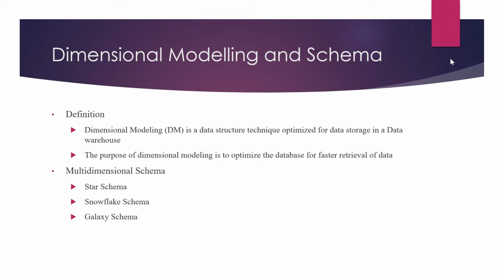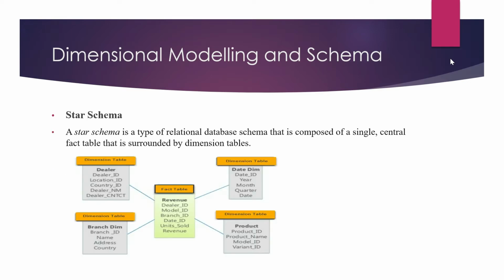First of all, what is a star schema? In a star schema, the fact table is in the center and it is surrounded by different dimension tables. We can say that a star schema is a type of relational database schema that is composed of a single central fact table surrounded by different dimension tables.